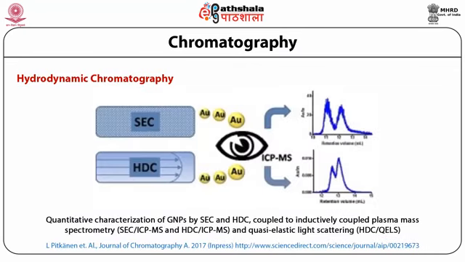So this is another practical example of hydrodynamic chromatography in which gold nanoparticles are separated on size exclusion chromatography as well as hydrodynamic chromatography, and the eluent was detected with inductively coupled plasma mass spectrometric analysis, and the results were comparable, and in fact they were more sensitive with the hydrodynamic chromatography.